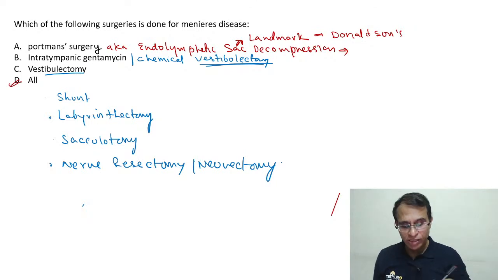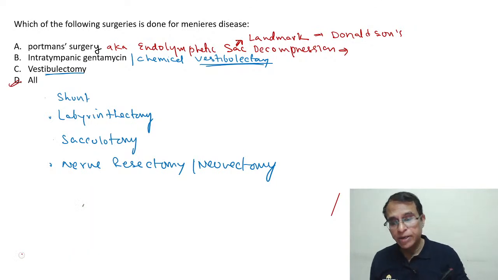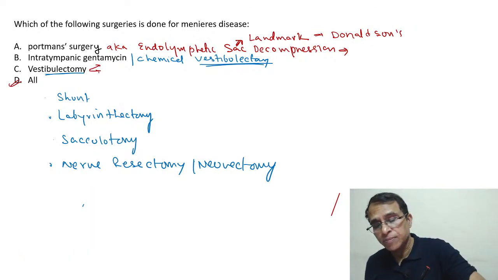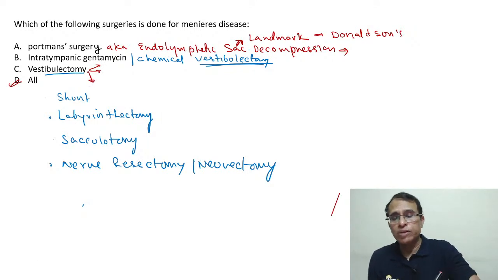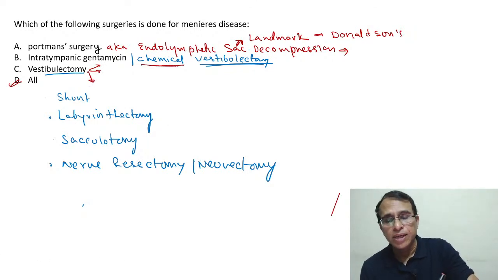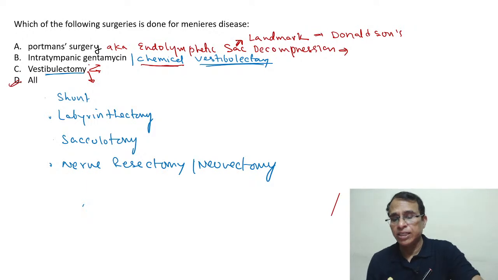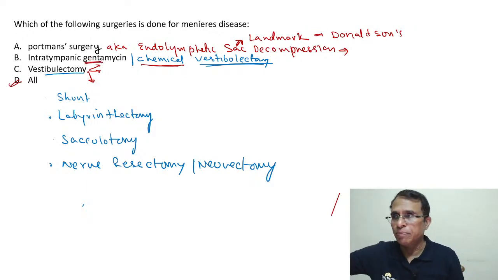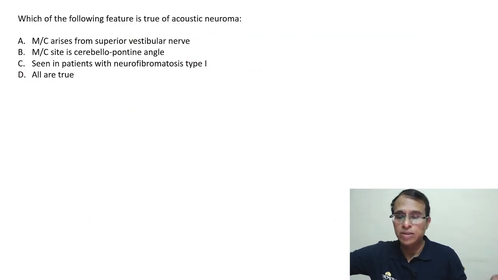And vestibulectomy can be done by different methods. There are three methods. One of them is using a chemical, and that chemical is gentamicin, and that's why it's called chemical vestibulectomy, sometimes called medical vestibulectomy. Right. So Meniere's disease is very important. You see, already we have two questions from Meniere's.